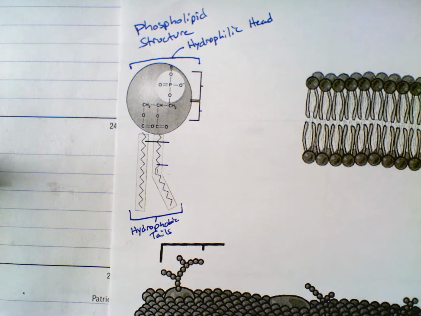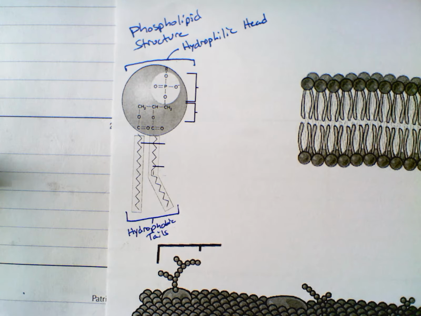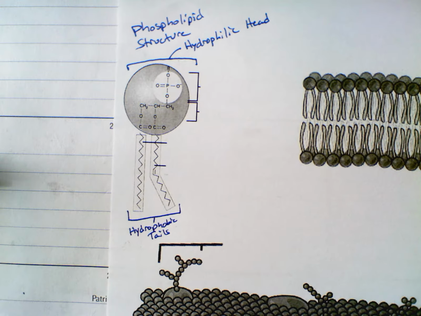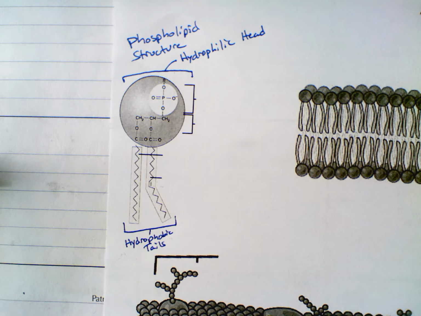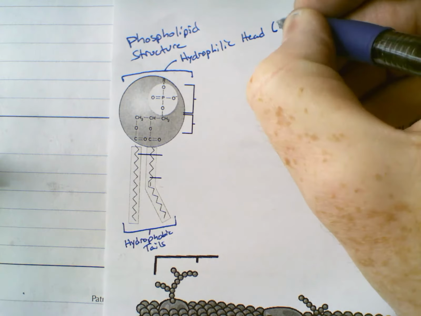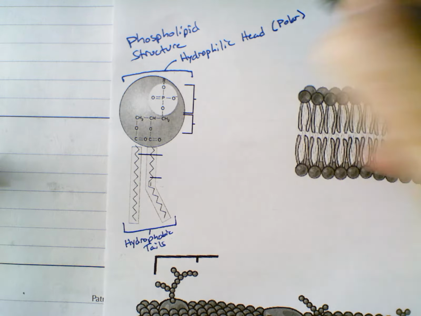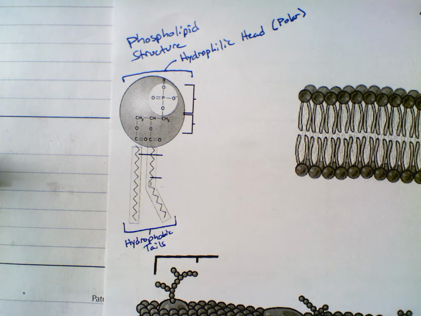Okay, so the hydrophilic head. If something is hydrophilic, is it polar or nonpolar? Polar. It is polar, because water is polar, and like dissolves like. So polar things can interact with other polar things. So this thing will be polar. Okay, and it is made up of a few different parts.